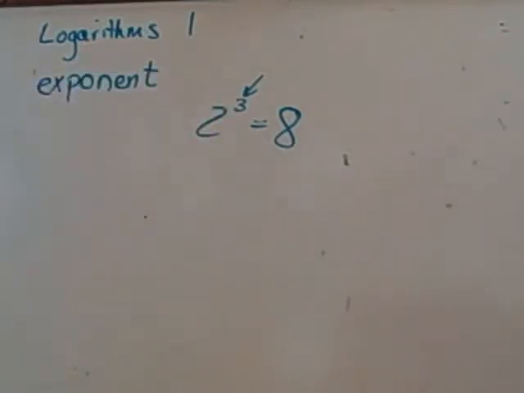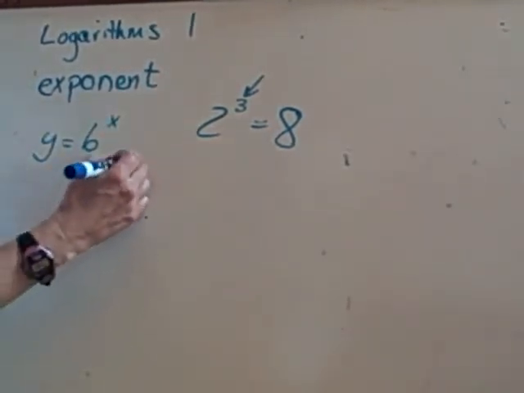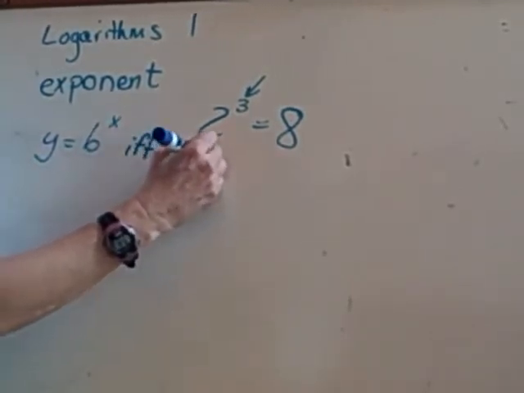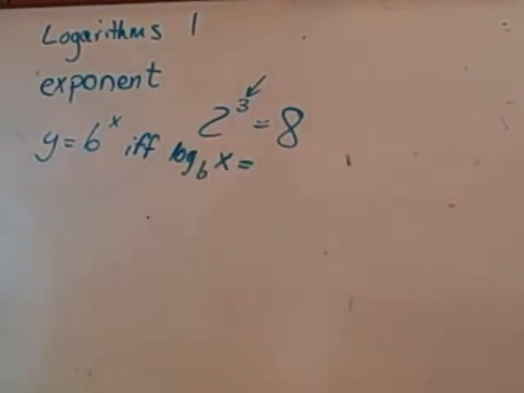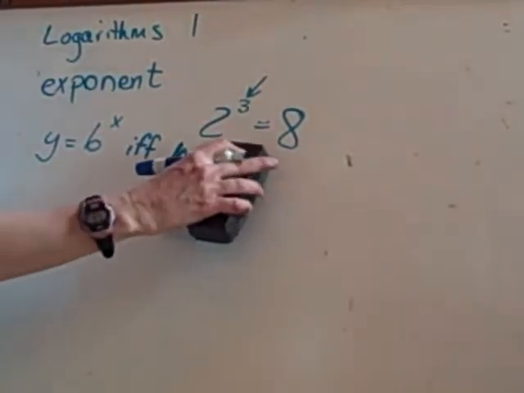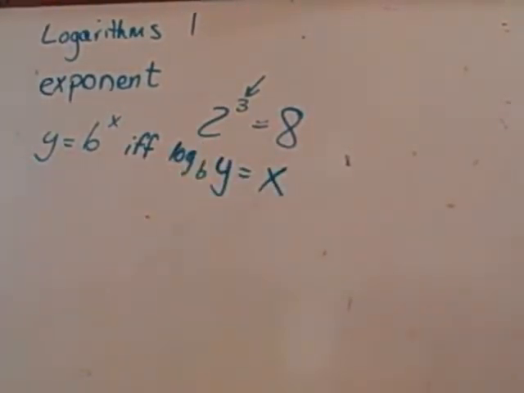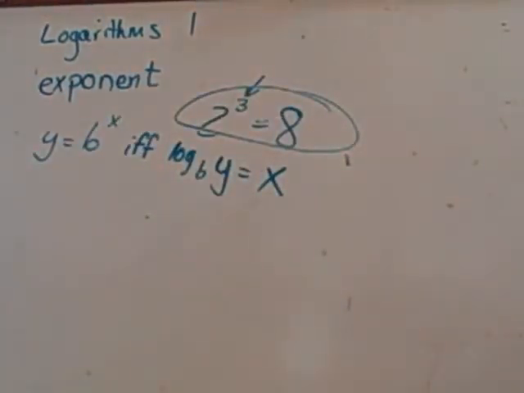The way they write it is y equals b to the x if and only if log base b of x equals, or excuse me, I wrote it wrong. Log base b of y equals x. So, remember how we talked about bases and exponents a long time ago? 2 to the 3 equals 8.